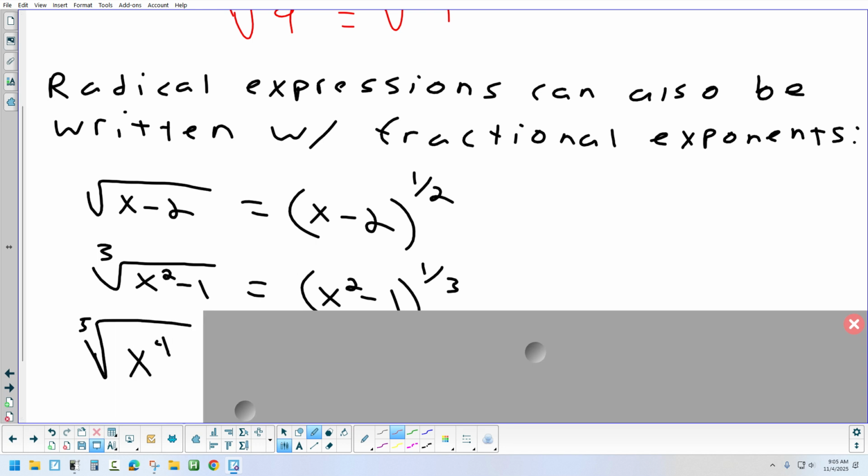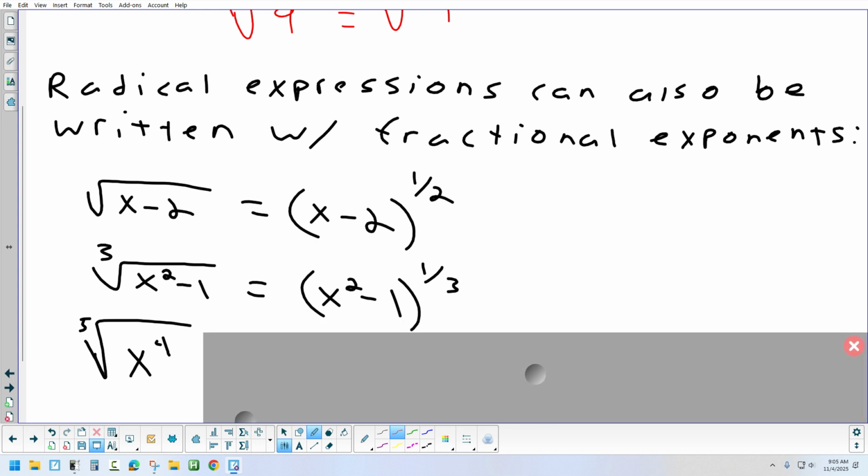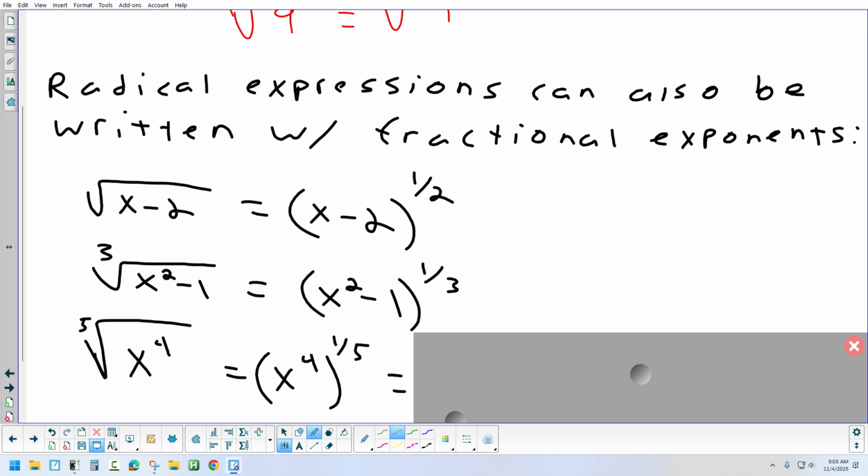How about if I did a 5th root? What exponent do you think would be the same as a 5th root? 1/5, yeah. The pattern is it's 1 over the index.